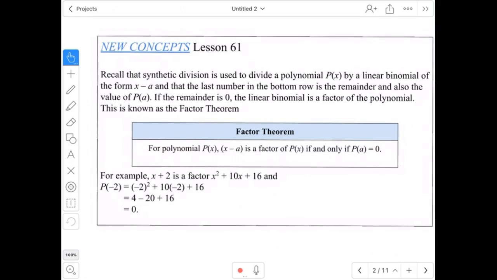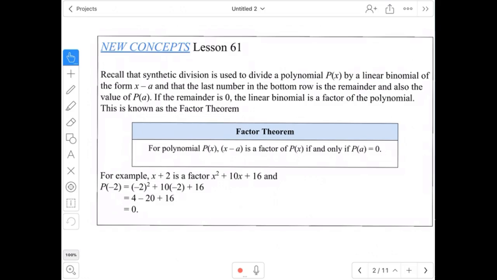So we're up to lesson 61. Recall that synthetic division is used to divide a polynomial p of x by a linear binomial in the form of x minus a, and that the number in the bottom row is the remainder and also the value of p of a. So if the remainder is 0, the linear binomial is a factor of the polynomial. This is known as the factor theorem.